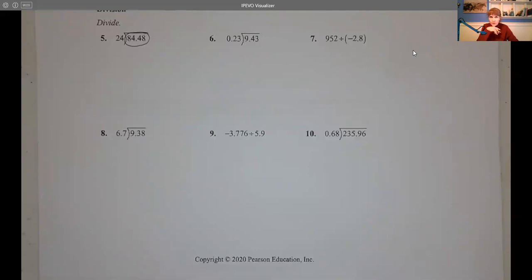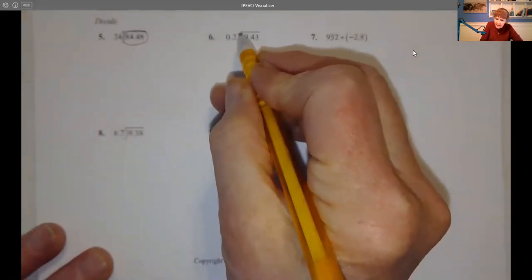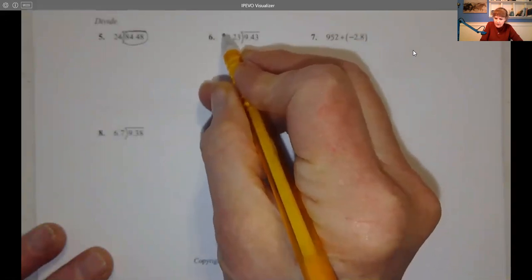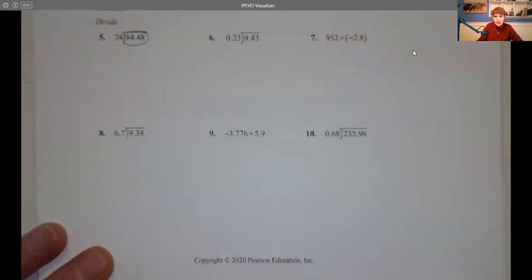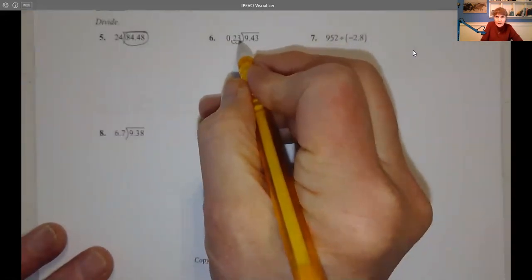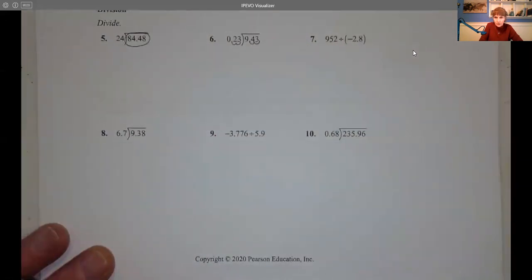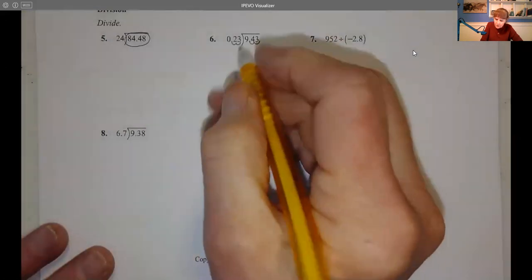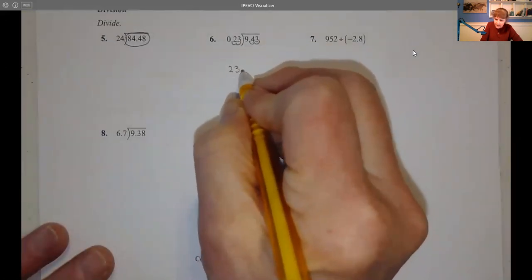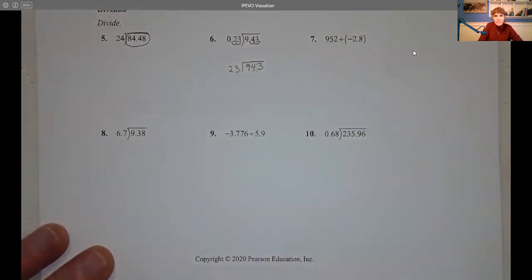And what your calculator is going to do, for instance, on let's say number 6, is this: you can't have a decimal in this divisor here. So your calculator is going to move that over twice, which means you have to move this one over twice. We'll look at that idea with another couple of examples. So your calculator will take 943 divided by 23. It will move it for you.